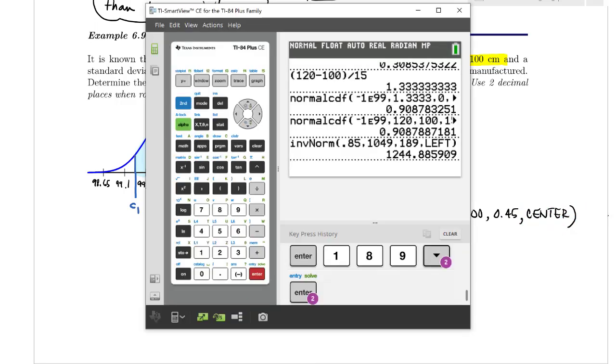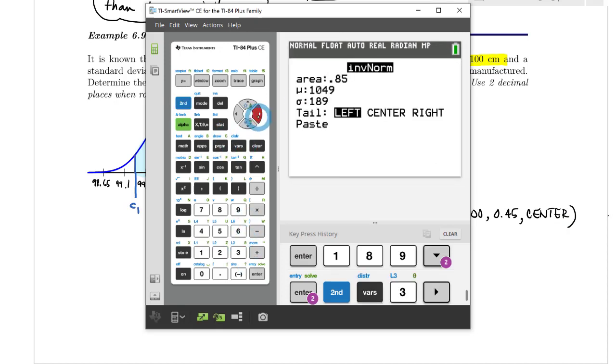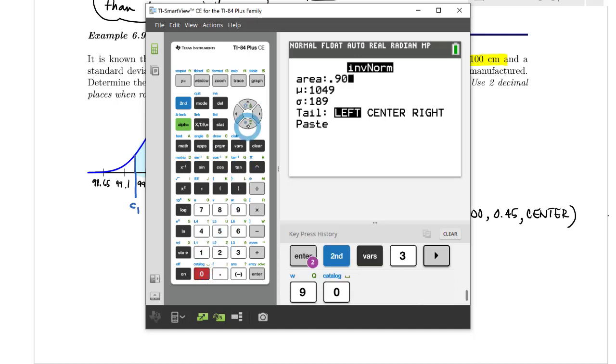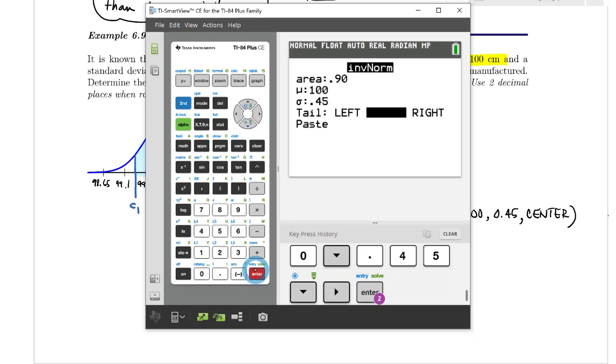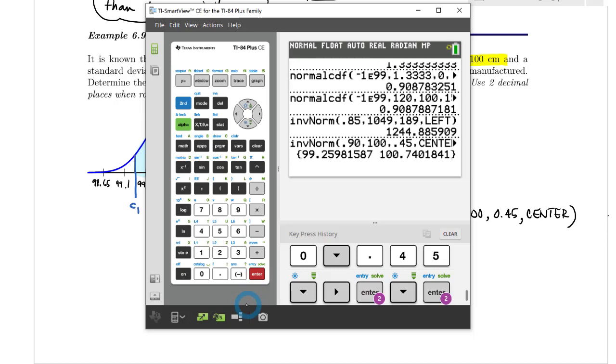So go to your calculator, go to second bars, go to invnorm, which is number 3, and we'll go ahead and put the area of 0.90, the mean of 100, standard deviation of 0.45, and go ahead and select center. You're going to love this. You're going to love it. And notice it says center. Hit enter. You're going to see 2 numbers come up.